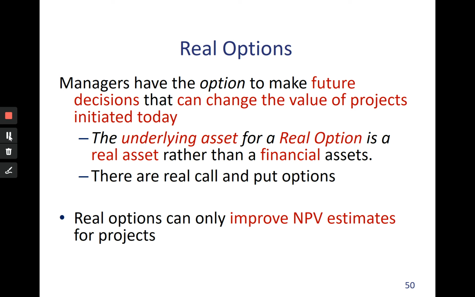Managers have the option to make future decisions that can change the value of the project that we consider today. A classical example is the option to abandon a mine. If we calculate the net present value of the mine and then there are many years of losses at the end, well, they all subtract from the value. But when we get to this time where the mine is getting close to being depleted, and there is, for example, less gold in there and it's much costly to extract it, we could simply close the project. This is called abandonment option.